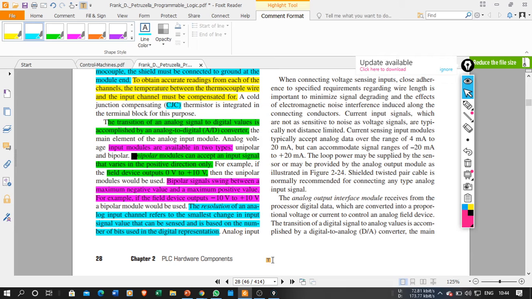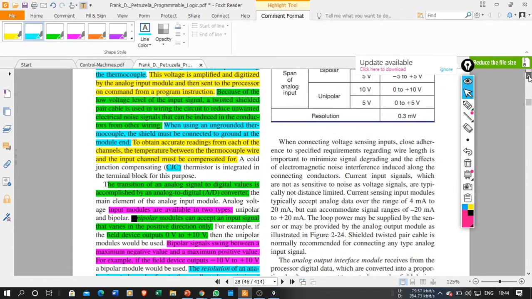If my voltage is going to change, or if my temperature is going to change by 1 degree, and I am going to measure that 1 degree change in the temperature, then its resolution is 1 degree, and that can be sensed and is based on the number of bits used in digital representation. And how many bits are going to be used for digital representation? So it may be 8 bit, 16 bit, 32 bit.